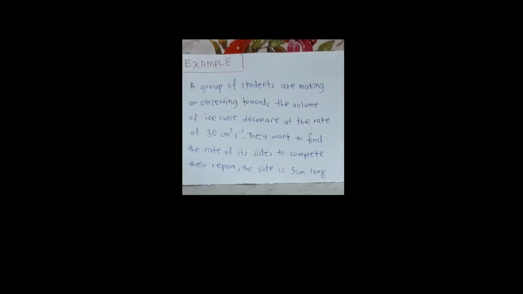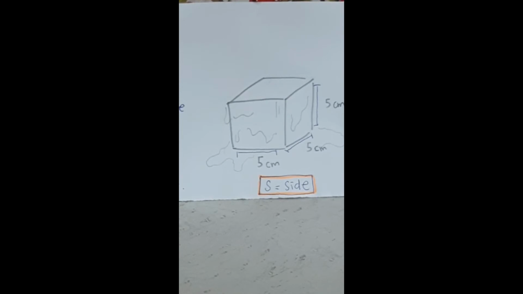This is an example of a related rates topic from the application of differentiation topic. From the question given, a group of students are making and observing the volume of an ice cube decrease at the rate of 30 centimeters cubed per second. They want to find the rate of its size to complete their report. The side is 5 centimeters long. I also declared each side as S in order to make it easier to solve.